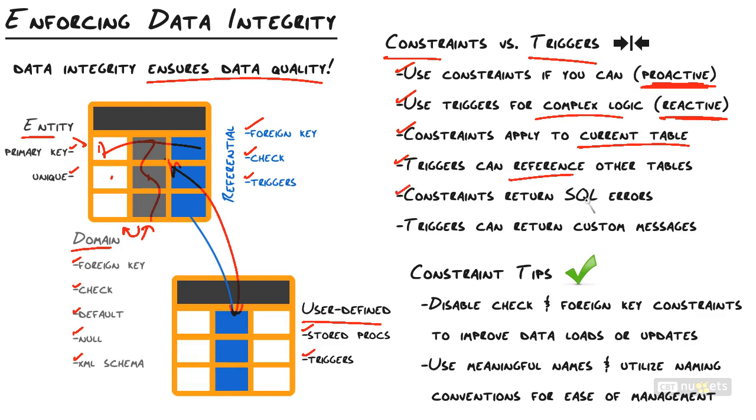Also, constraints return these cryptic SQL error messages. So a lot of the time you're going to work with your application developers so they can trap these errors and give something a little more meaningful to the user. So there'll be a little more work involved there. While with triggers, we can do custom error messages right inside of them, so we can bypass that whole level. And application developers can just bubble those error messages right up to the user.